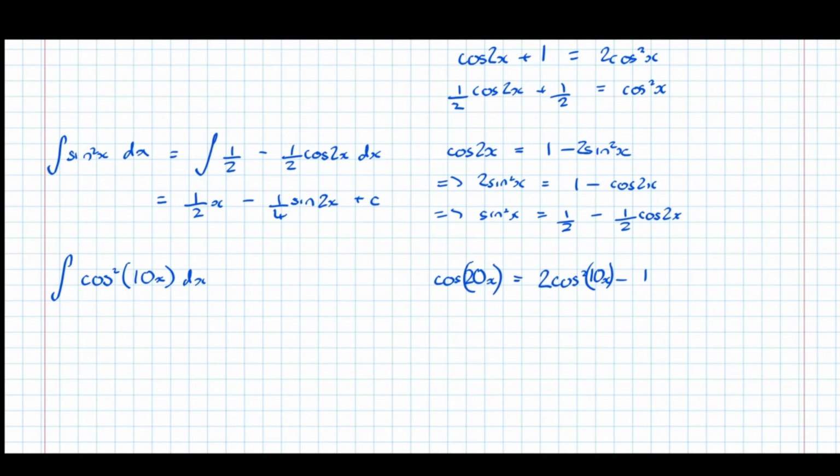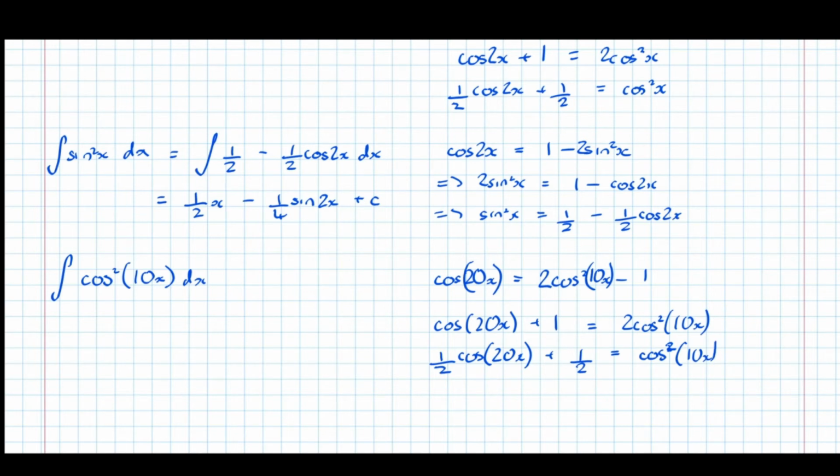So now let's rearrange this to get cos of 20x plus 1 equals 2 cos squared of 10x. Dividing by 2, we get a half cos of 20x plus a half equals cos squared of 10x. So now we've taken something we can't integrate, cos squared of 10x, and turned it into something we can integrate. So that's equal to the integral of a half cos of 20x plus a half dx.